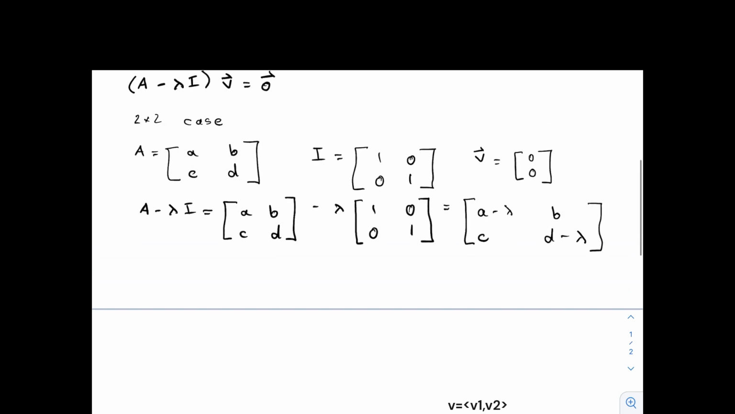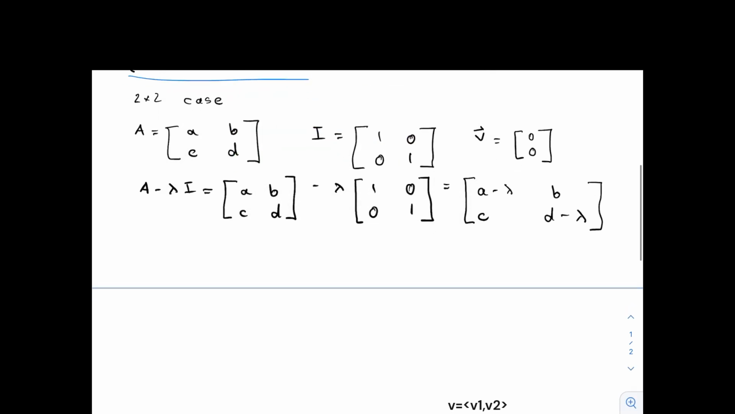Then, writing out this relationship right here, we get that A minus lambda I is the matrix that we just calculated, times the vector V. Oh, I made another silly error. This should be this one, where the vector V is non-zero, is equal to the zero vector.